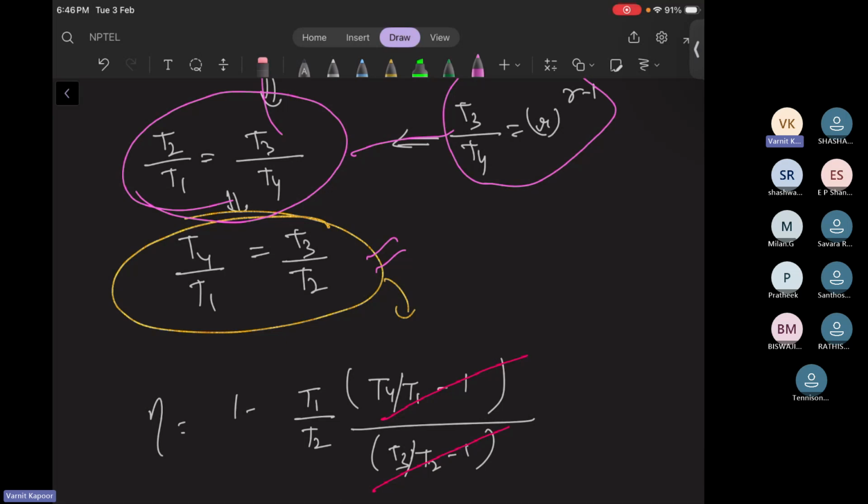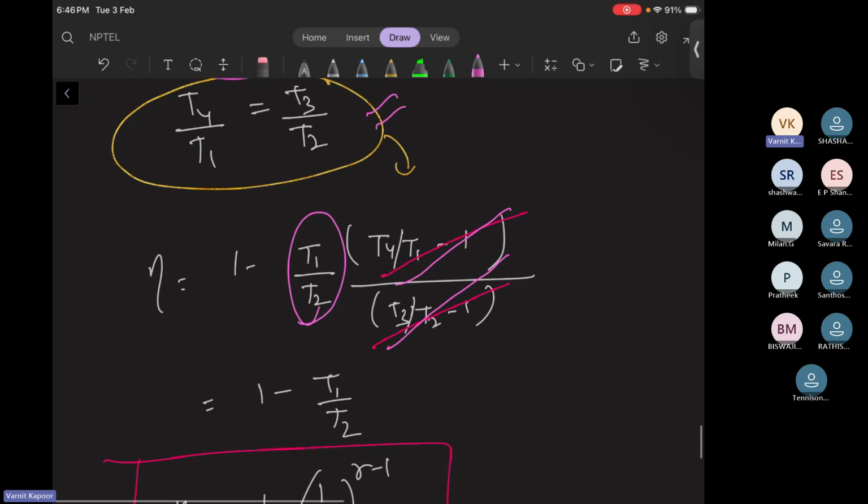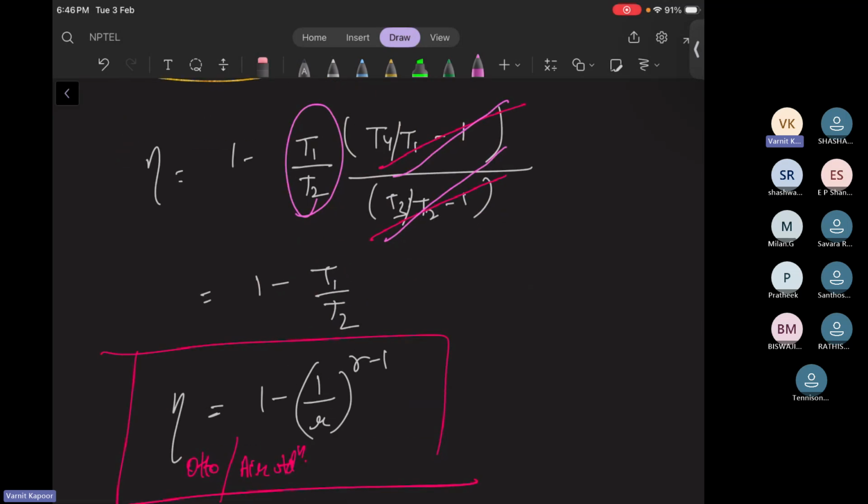This cancels out the ratio of the numerator. We are left with this value. We have already calculated this value. That was 1 by R to the power of gamma minus 1. And this is your final efficiency of an air standard or Otto cycle. Any doubts in this efficiency formula? Please ask me once again, because I'm going to give a numerical after this. Any doubts?